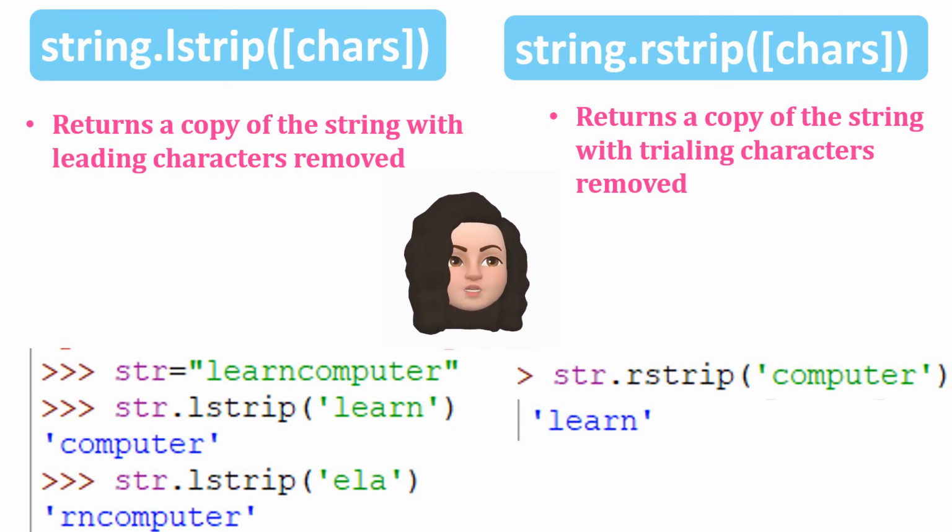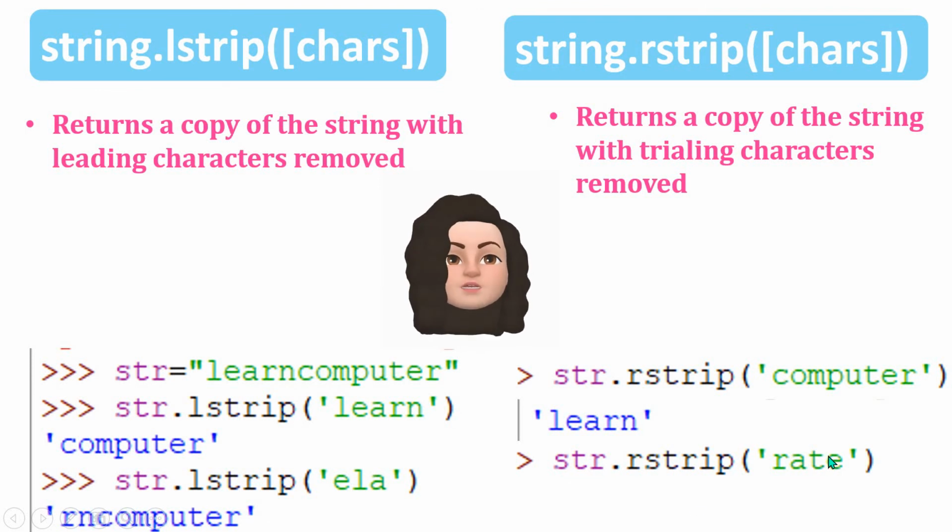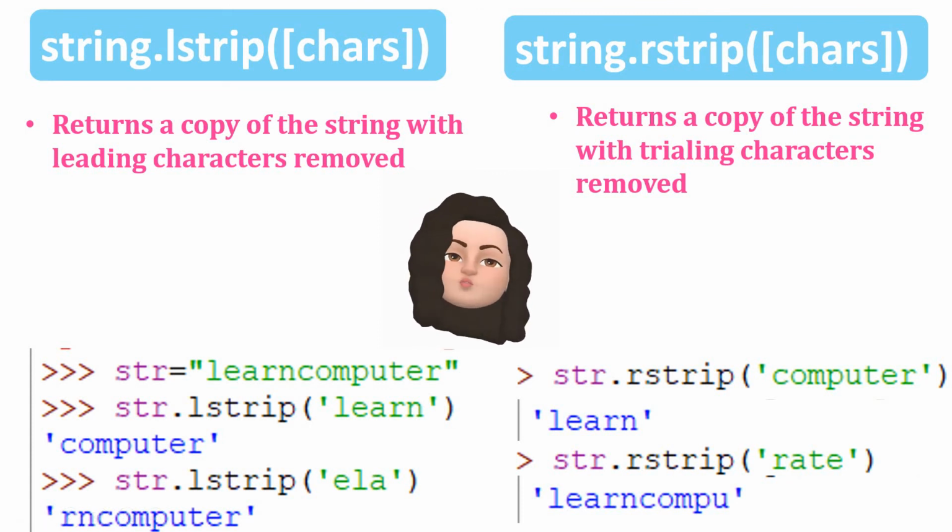So str.rstrip() of RATE. You can see the right side is RATE, but in a different order. A is not there, even so it will remove TER. Whatever characters are available, it will remove them and your output will be "learn compu". Here also, if you are not specifying any parameters, then it will remove the trailing blank spaces.